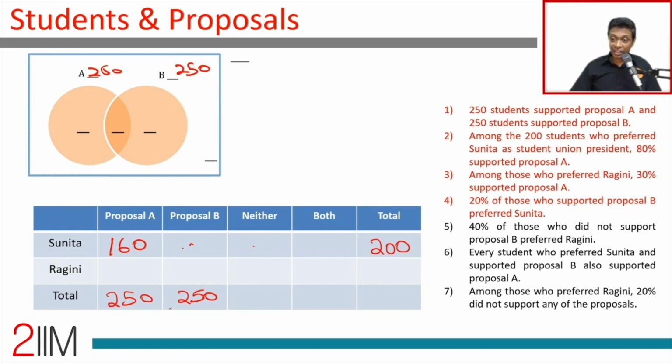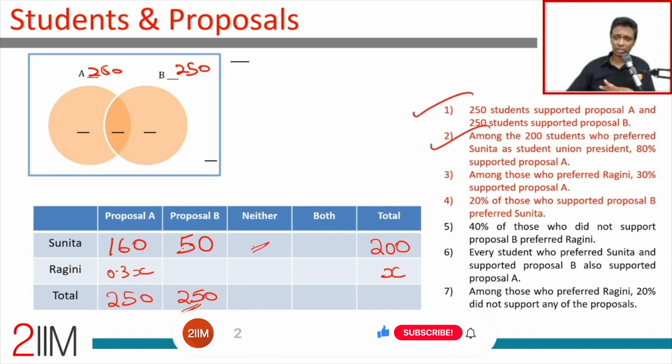Among those who preferred Ragini, 30% supported proposal A. So Ragini, if total is X, then this is 0.3x, 30% of X. 20% of those who supported proposal B preferred Sunita. 250 is the total for proposal B. 20% of that, 20% is 1/5. 1/5 of 250, this number is 50. Remember 160 plus 50 is 210. That only says that there's some overlap between A and B. That overlap is not 10 because there could be something in neither also. Fine, wonderful. We have plugged in the simple data points here.